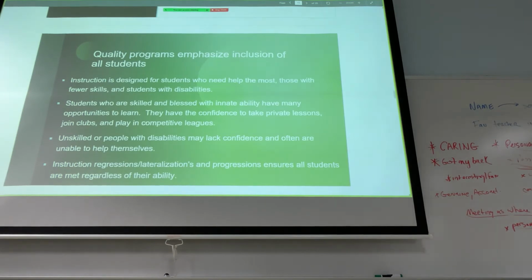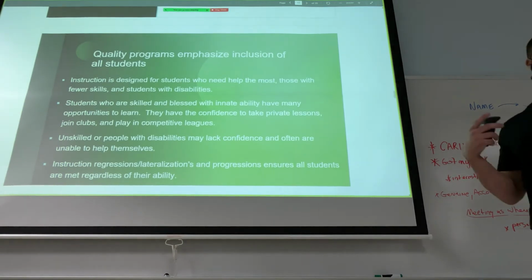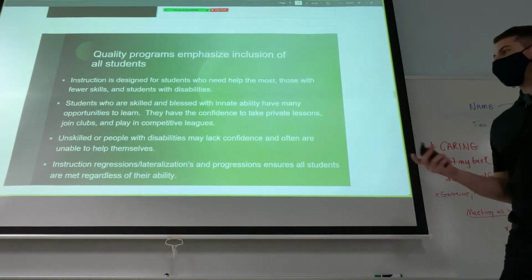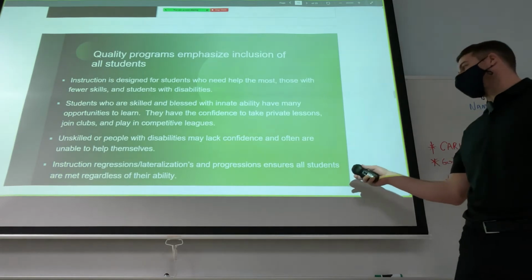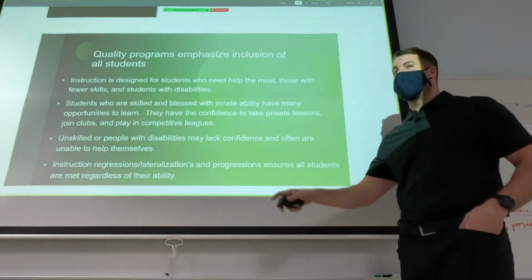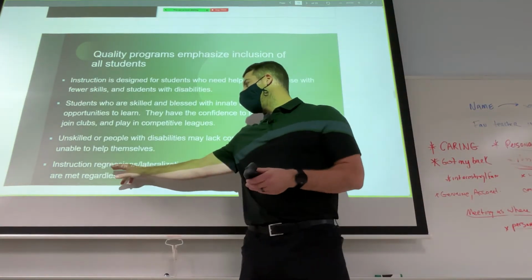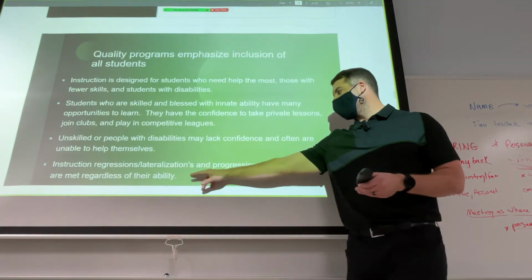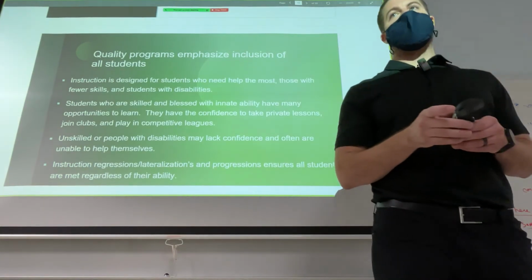So depending on the individual, they might need physical supports. They might lack the confidence, and you might just need to be really enthusiastic and passionate when you're around them to get them to feel confident and feel like it's okay for them to be helped. And instruction regressions, lateralizations, and progressions ensure all students are met regardless of their ability. So when you instruct, you're going to have regressions, lateralizations, and progressions for your main exercises, okay?